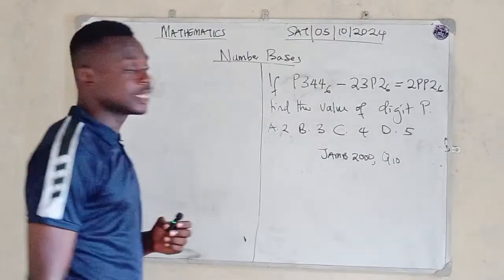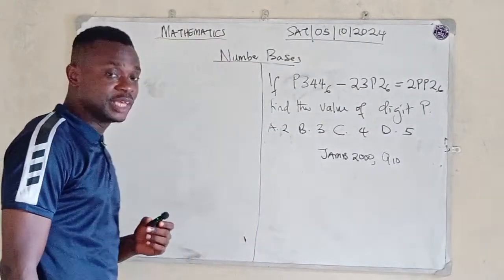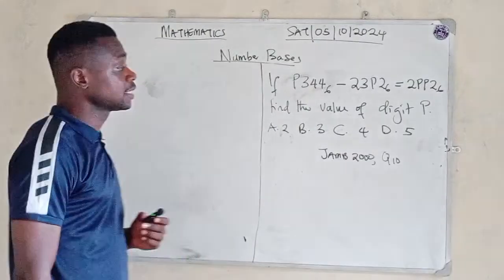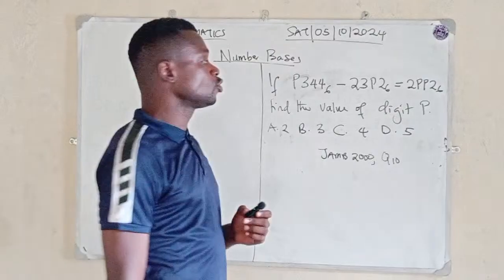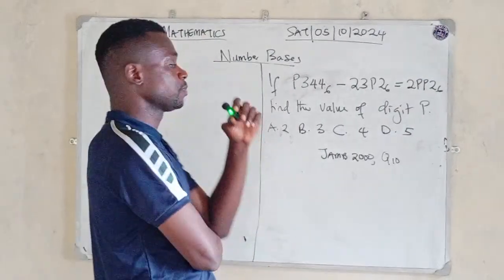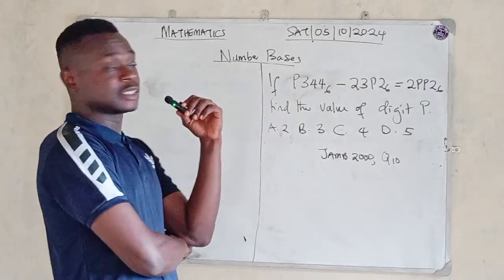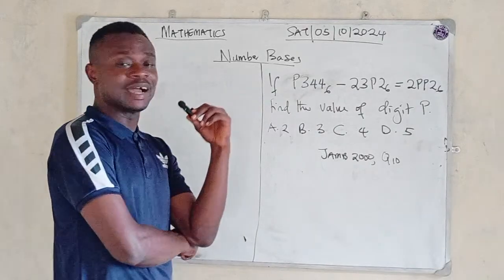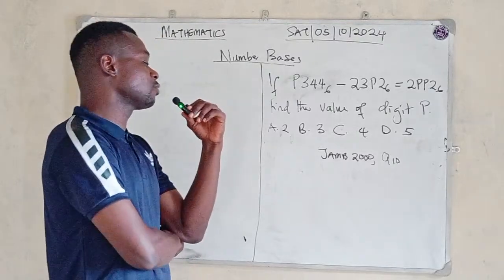If P344 to base 6 minus 23P2 to base 6 is equal to 2PP2 to base 6. Find the value of digit P. A 2, B 3, C 4, D 5. The question is from JAMB 2000, question 10.